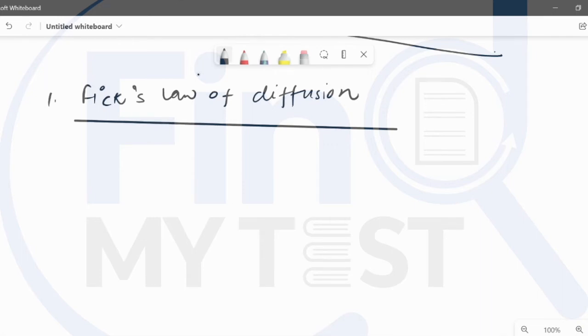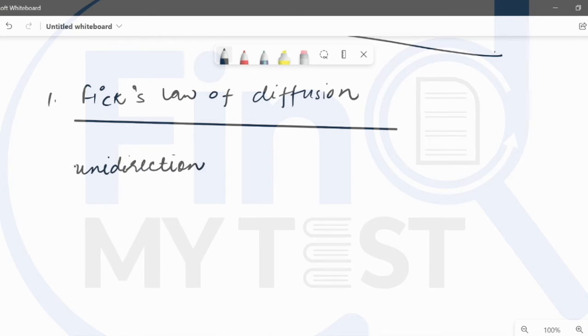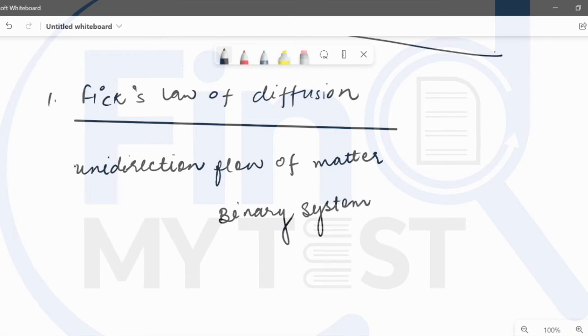As we know, diffusion can be defined as the mass flow process by which atoms change their position relative to their neighbor in a given phase under the influence of thermal energy and a gradient. The gradient can be a concentration gradient, an electric or magnetic field gradient, or a stress gradient. For Fick's law of diffusion, we will consider unidirectional flow of matter in a binary system. We are considering a binary system here, and this system consists of A and B atoms.